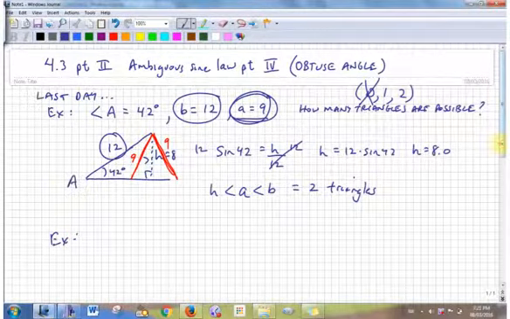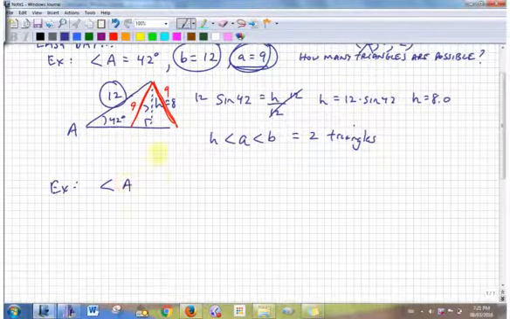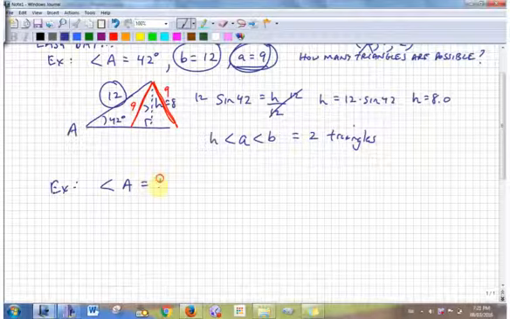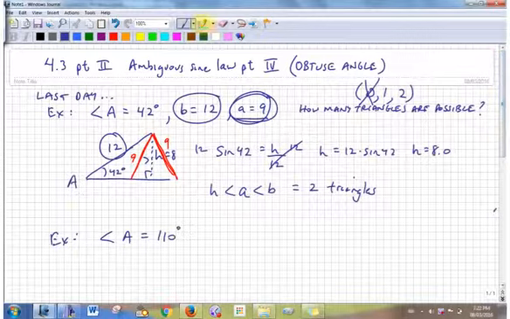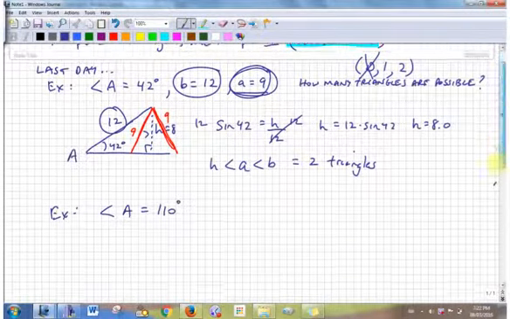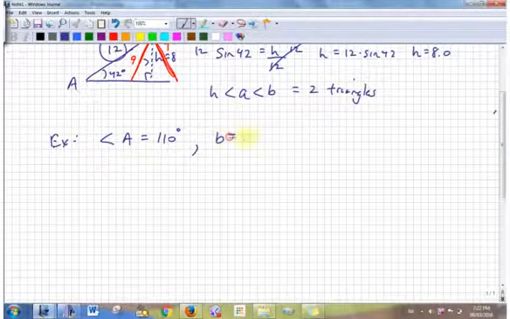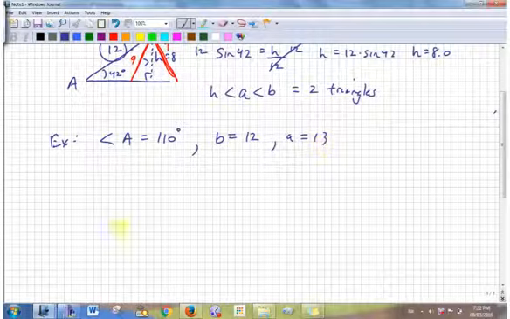So there's also some questions where, okay, and I just did these separately as a separate day. What if this first angle we draw is bigger than 90? What if this first angle we draw is obtuse? So it's just a little different. What if that is 110 degrees, B is 12, and A is 13?